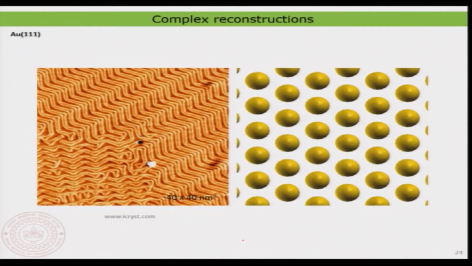Now, let me show you another example, which is a gold 111 surface. This is the gold 111 surface you would have expected, right, a hexagon, a perfect arrangement of the atoms, but that is not what you observe in reality in an STM image. So, this is again an STM image. Basically there you see that the surface atoms form some kind of a herringbone reconstruction. This is known as a herringbone reconstruction.